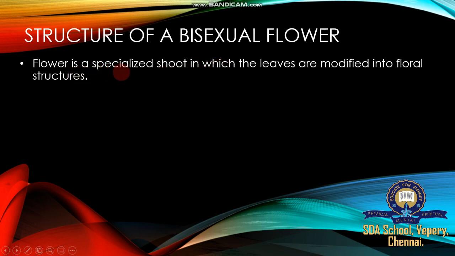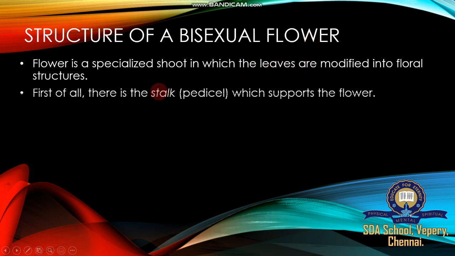So a flower is a specialized shoot in which the leaves are modified. The modified leaf parts are called floral leaves. So leaves modified into floral leaves are called a flower.